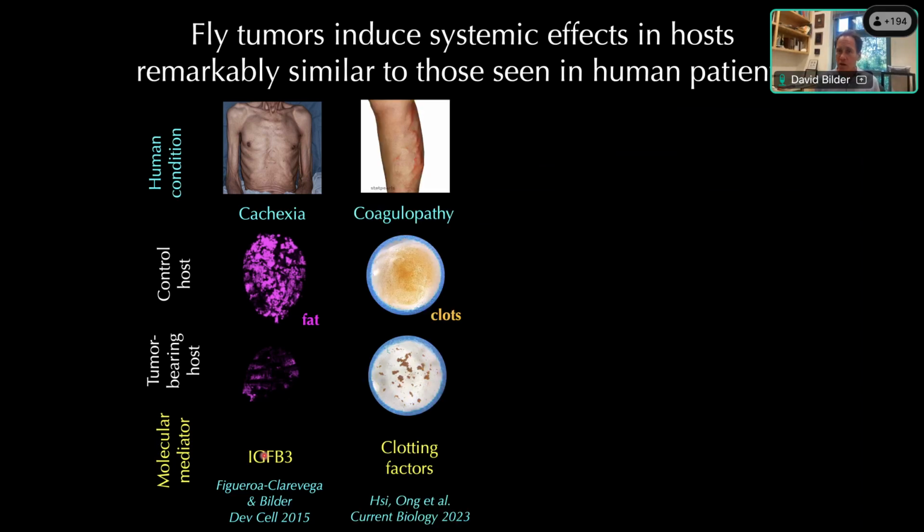And a few years ago, we showed that flies also mimic a second major cause of systemic death from cancer, which is clotting defects. So these coagulopathies, which are seen in many human patients where they throw DVTs, are also mimicked in flies, where you see this incredible hypercoagulation, specifically in the tumor-bearing fly, that's then actually followed by a hypocoagulation. And again, we've been able to identify the molecular mediators, which are factors produced by the tumor.